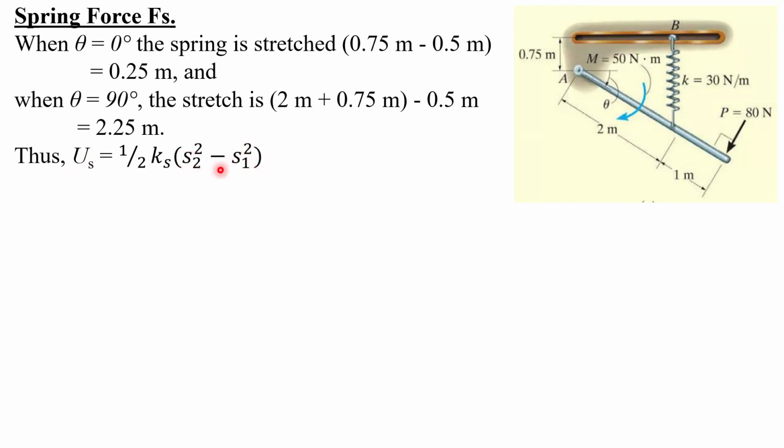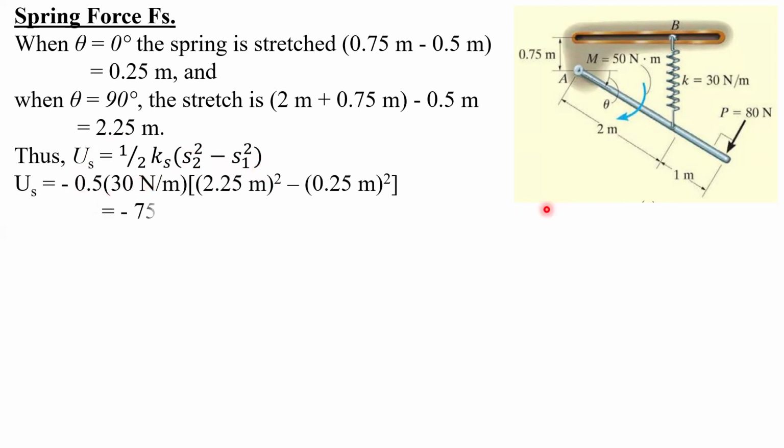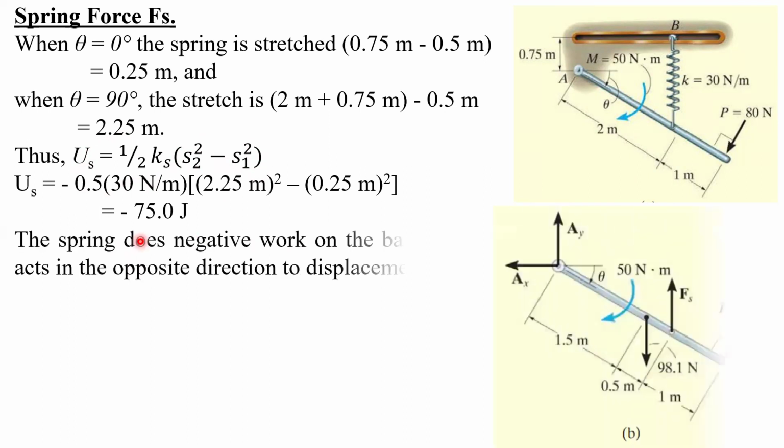Therefore, the work of the spring is one half ks times s2 squared minus s1 squared. That is the final position minus the initial position, which gives us minus 75.0. So the spring does negative work on the bar since Fs acts in the opposite direction to displacement. The spring is pulling back the bar while the bar is being pushed down. So the force of the spring is upward while displacement is downward. They are in opposite directions.